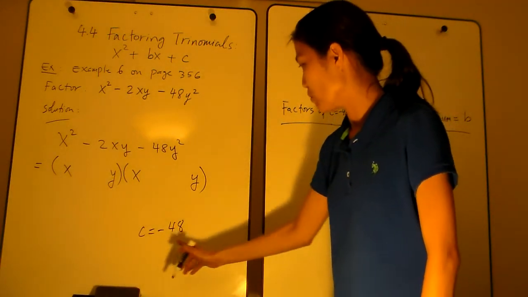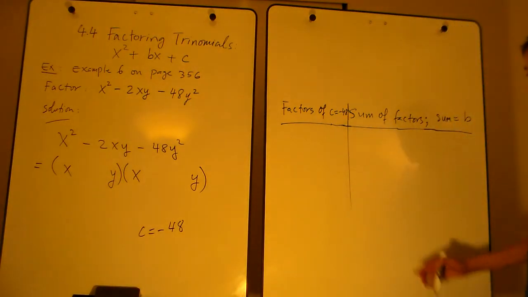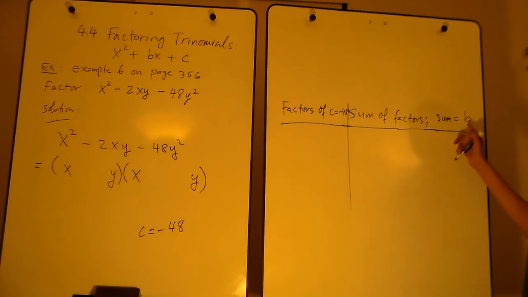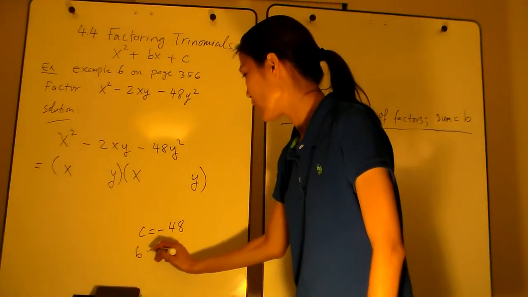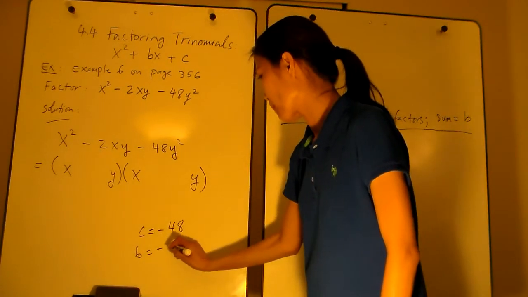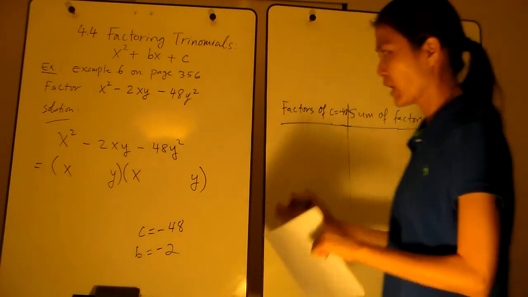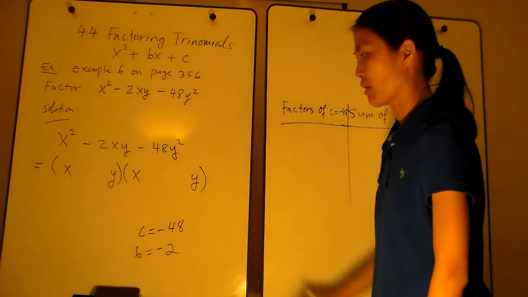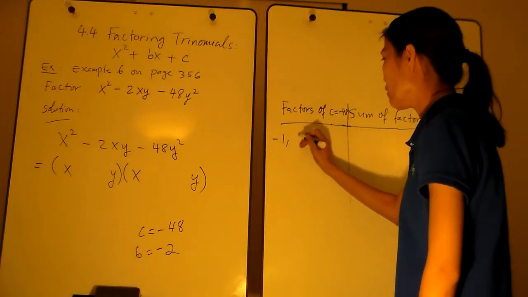And remember, you want to factor the c, and hopefully the sum of the factors from c will give you b. What is b? b in this case is negative 2. Very similar to the previous example, it just looks a little bit different. So let's start with factoring 48. Negative 48: negative 1, 48.